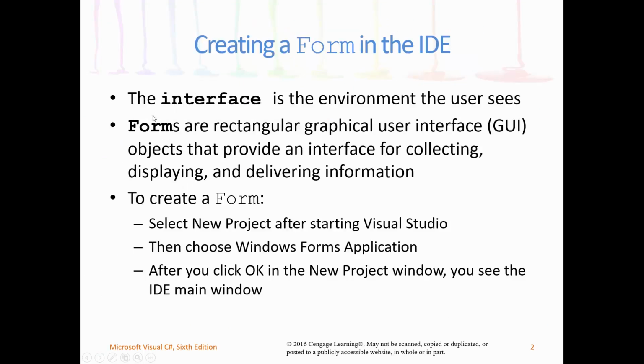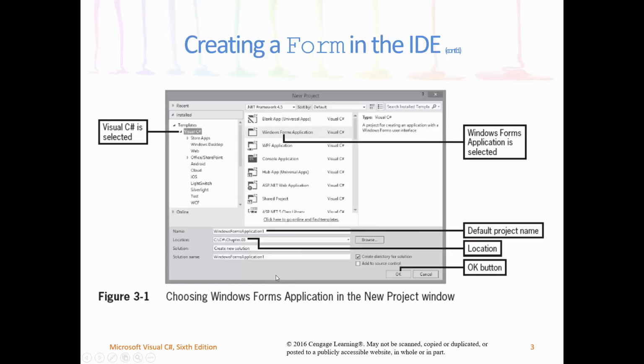All right, the interface is the environment the user sees, so it was our form. Forms are our GUI. To create a form, I showed you that. We selected new project, we chose Windows Form application, gave it a name, and clicked OK. So you saw all this stuff.